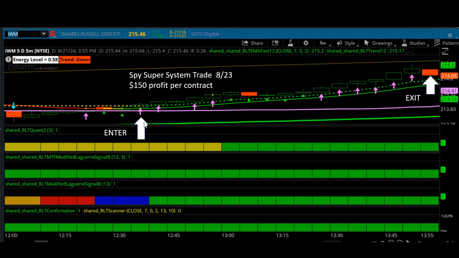We buy it here. We want it to stay above the 15. It stays above the 15, keeps staying above the 15, moves up nicely, and we get right out in this candle as it turns around. Stayed green the whole way, but that was good for $150 a contract on the IWM. It doesn't move as much as the Qs or the SPY does.